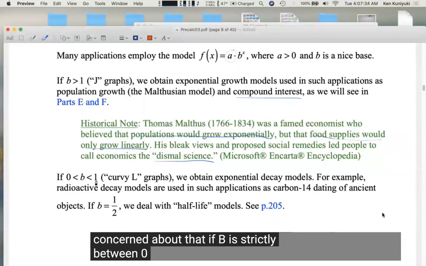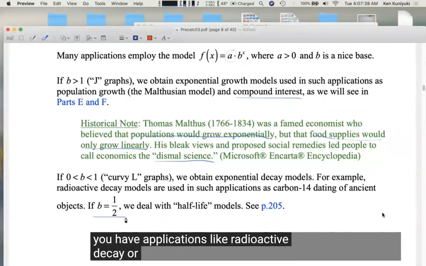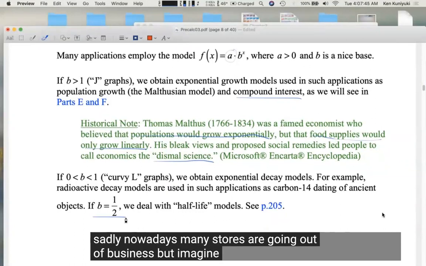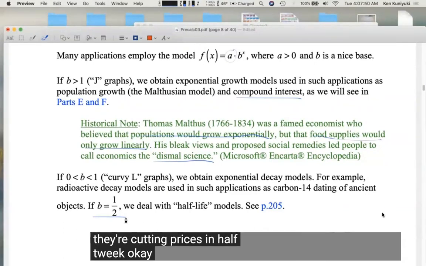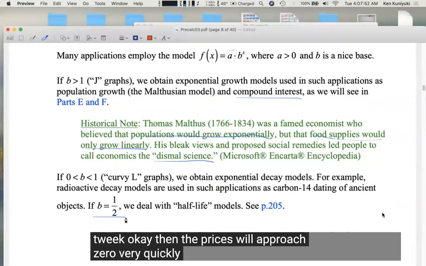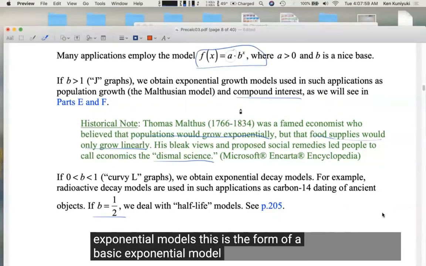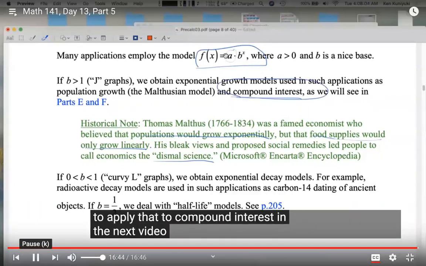If b is strictly between 0 and 1, like if b is 1/2, then you have applications like radioactive decay. Or imagine a store going out of business. Sadly, nowadays, many stores are going out of business. But imagine a store where they're cutting prices in half each week. Then the prices will approach 0 very quickly. So these are exponential models. This is the form of a basic exponential model, and we're going to apply that to compound interest in the next video.